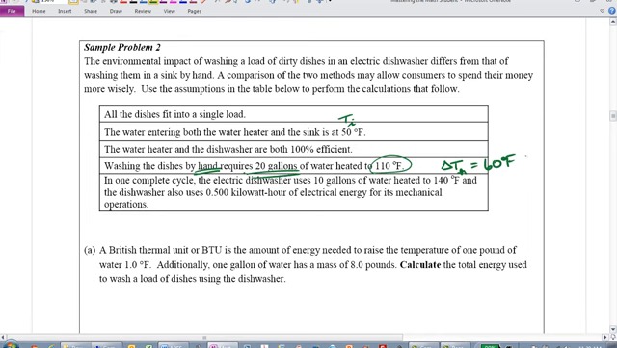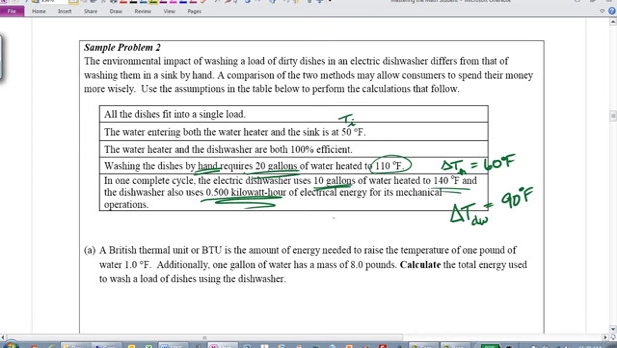All right, and then in one complete cycle, the electric dishwasher uses 10 gallons of water heated to 140. Less water, but more heat. Maybe offsetting events. Who knows? So the delta T for the dishwasher, put DW for dishwasher, is the difference between 50 and 140, which is almost 100 degrees, but just shy of it, so it's 90 degrees Fahrenheit difference. And the dishwasher also uses a 0.5 kilowatt hour of electrical energy for its mechanical operations, all that noise it makes.